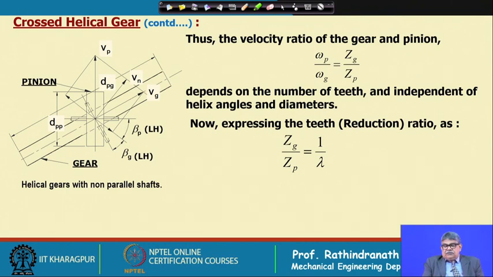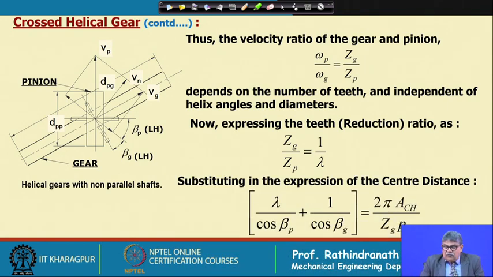Now, expressing the teeth ratio as gear ratio or reduction ratio. Here one thing we should remember: when we mean the gear ratio, that might be either the ratio of pinion by gear or gear by pinion, we have to mention it. But in a normal case, if we mention a reduction ratio, which is also a commonly used term, it is the ratio in which speed is being reduced and torque being increased. In that case the ratio will be number of teeth of the gear divided by number of teeth of the pinion. Now, that we have taken as 1 by lambda, and this means that lambda is equal to number of teeth of pinion divided by number of teeth of gear. This ratio we should remember.